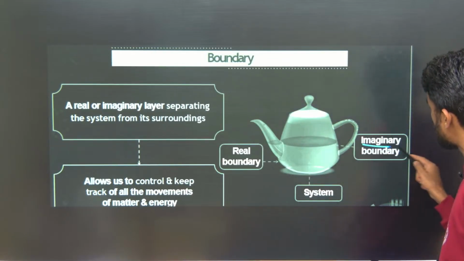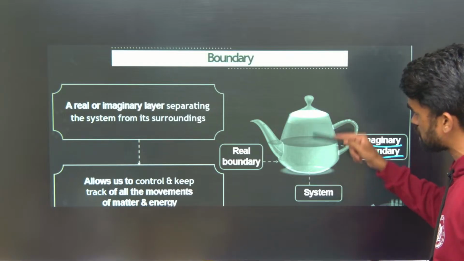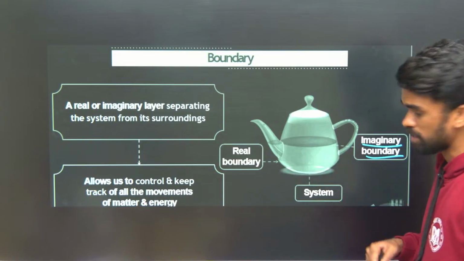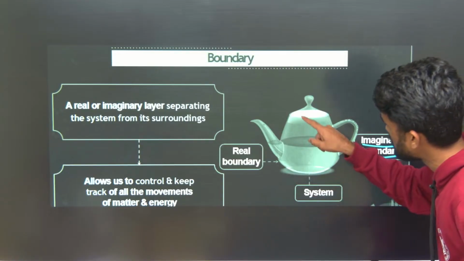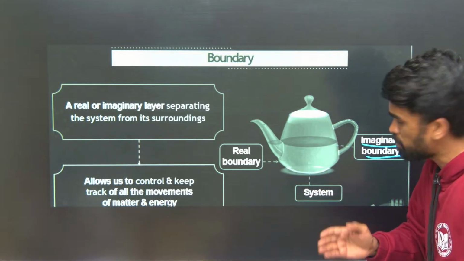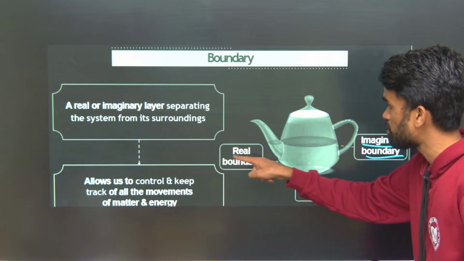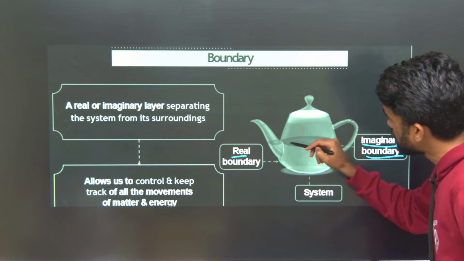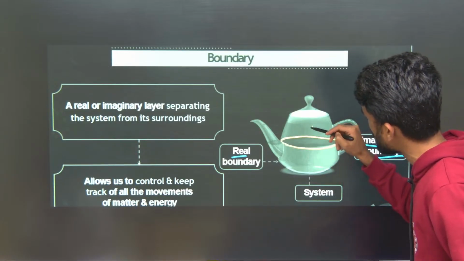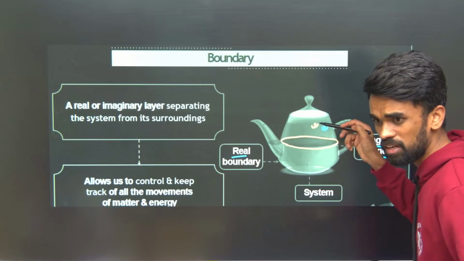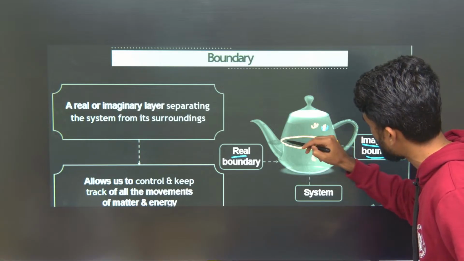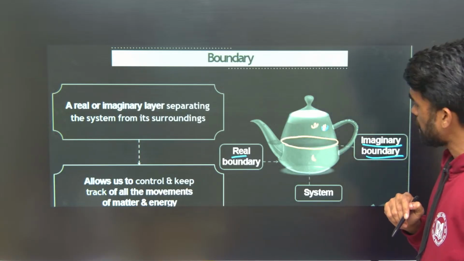Now it is separated by an imaginary boundary or a real boundary. Real boundary means this glass part, which truly separates the outside part and the inside part. So that is a real boundary. But inside, if you observe the top layer of the liquid we have, there is nothing above it, only this liquid. That is separated by an imaginary boundary. Like that you can observe.